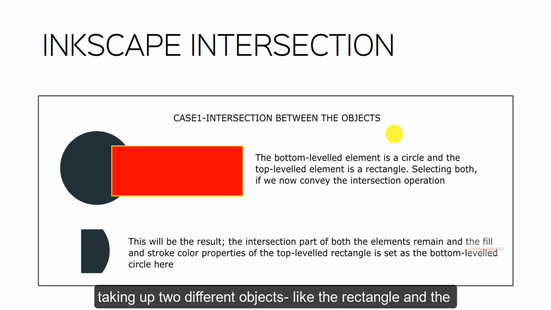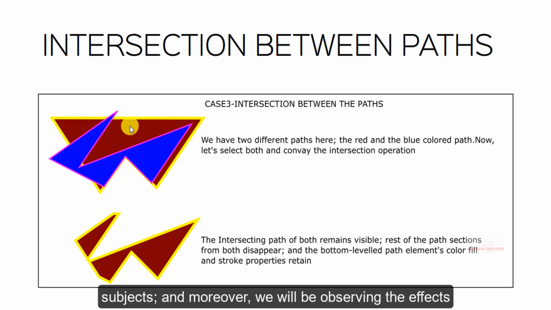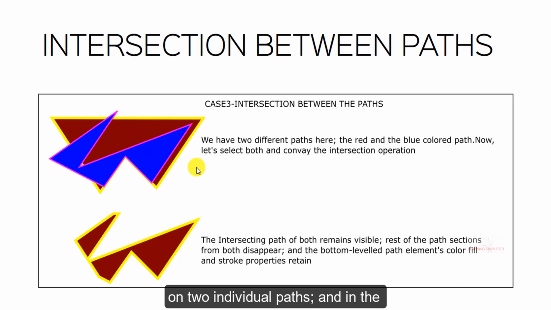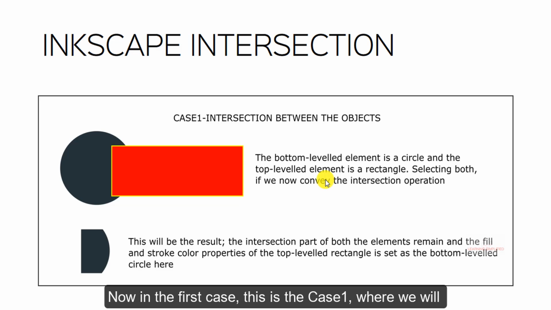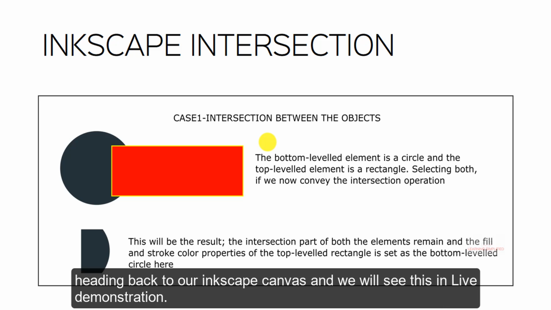We will be taking up two different objects, like the rectangle and the circle, and we will be altering the levels of these individual objects. Moreover, we will be observing the effect on individual paths. And in the last case, we will be learning some tricks that will be discussed in the session. So stay tuned. Now, in the first case, we will be analyzing the intersection between two objects where the bottom level element is a circle and the top level element is a rectangle. We'll first head back to our Inkscape canvas and see this in a live demonstration.